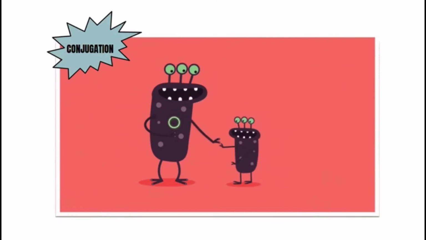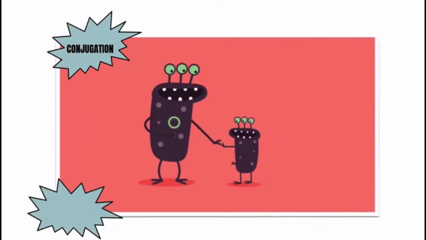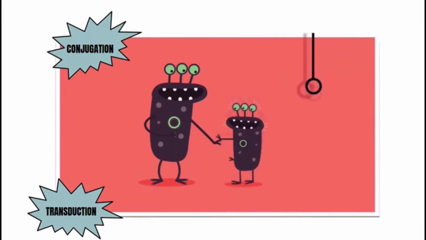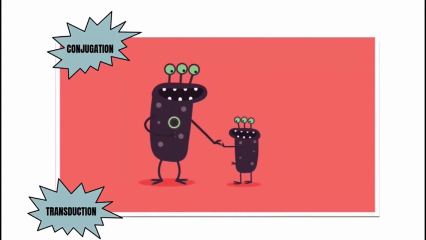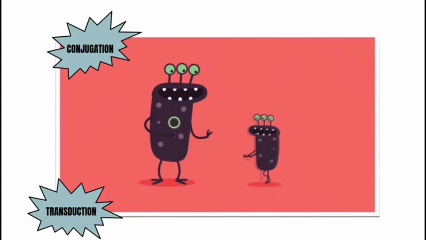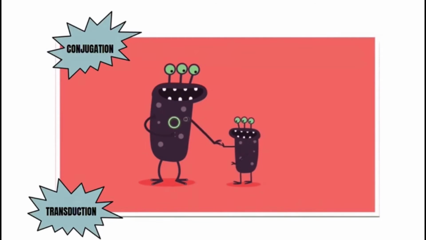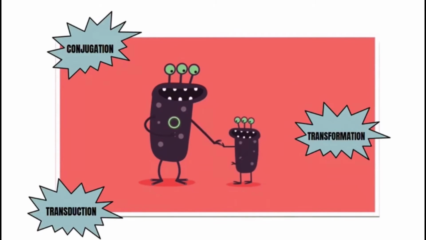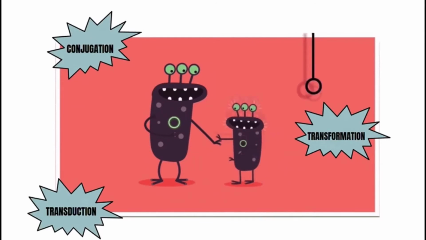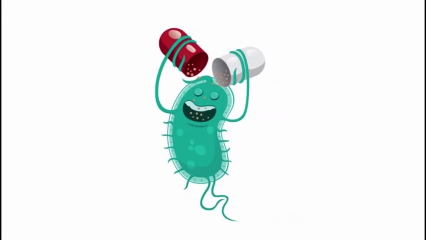Conjugation is when two bacteria connect through structures in the cell membrane and transfer DNA from one cell to the other. Transduction is a process involving viruses called bacteriophages. These viruses can infect bacteria. They pick up genes from other bacteria they infected and incorporate them into their new host. Transformation is when the bacteria takes pieces of DNA from directly around the cell.